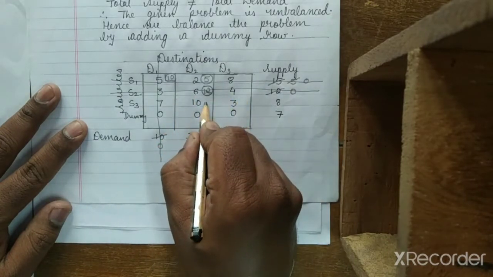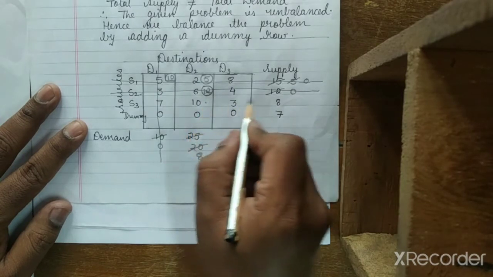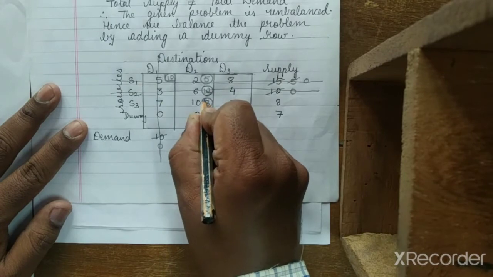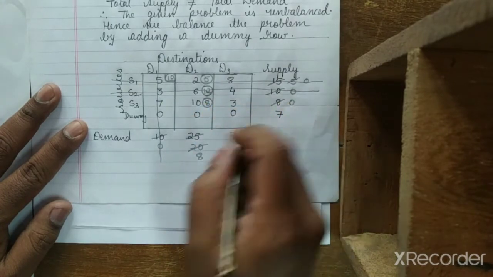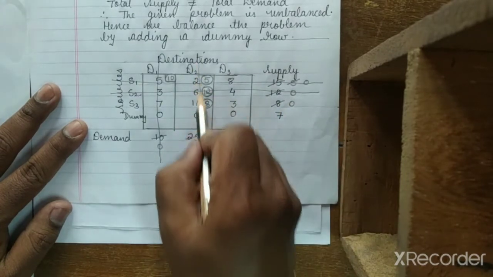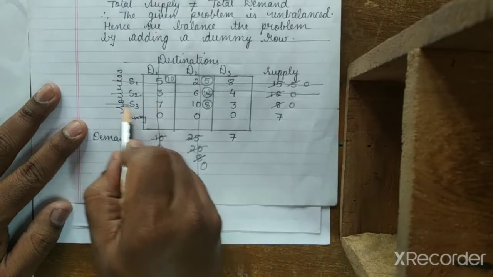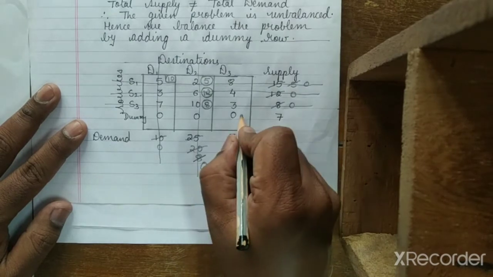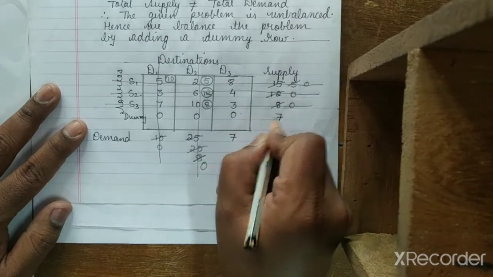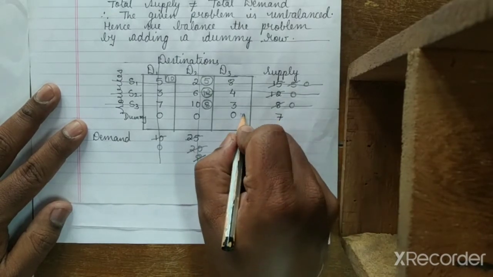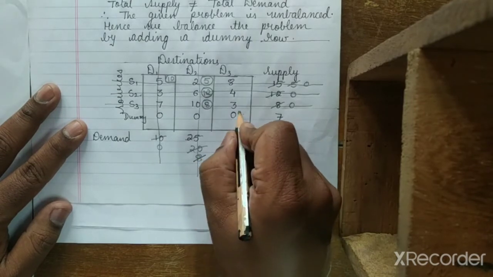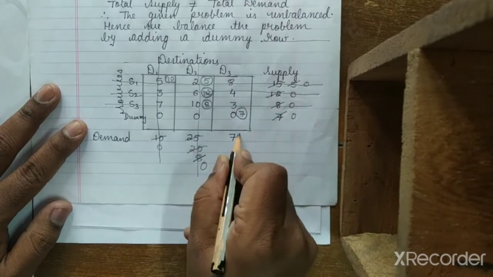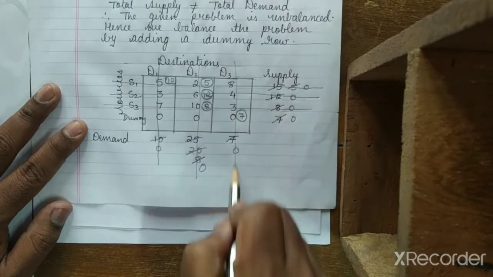The top left corner, or the northwest corner, is this. Allocate here. Minimum of supply and demand. Supply is 8, demand is 8. So allocate 8. Remaining is 0. Both have become 0, so cancel it out. Now here you need to allocate 7 because only one supply is remaining. Supply is 7, demand is 7. Minimum of supply and demand is 7. Allocate 7. Remaining is 0. Both have become 0.